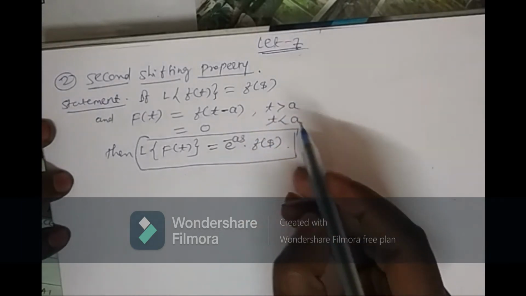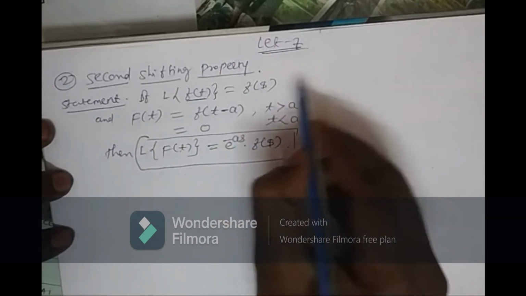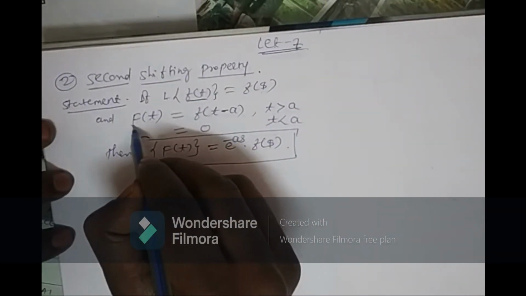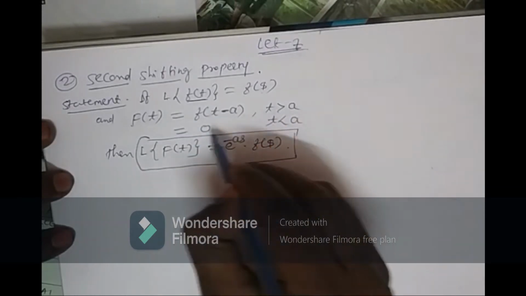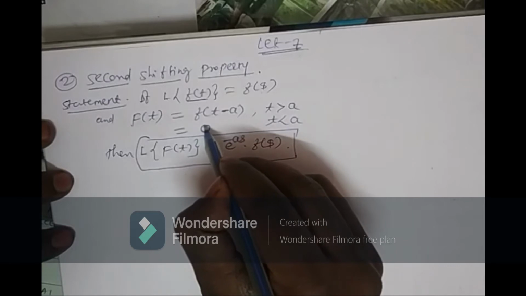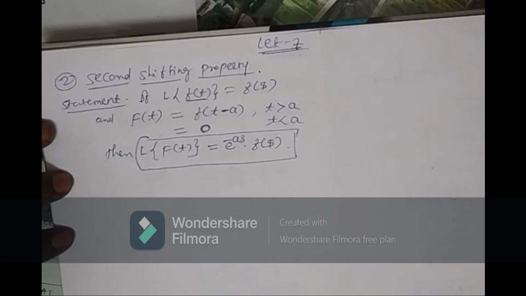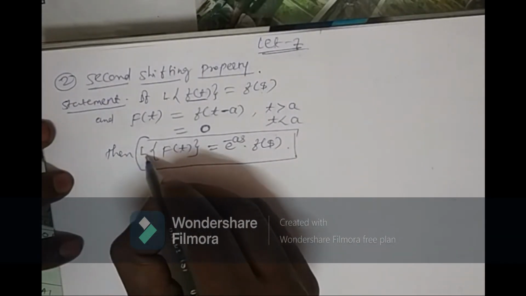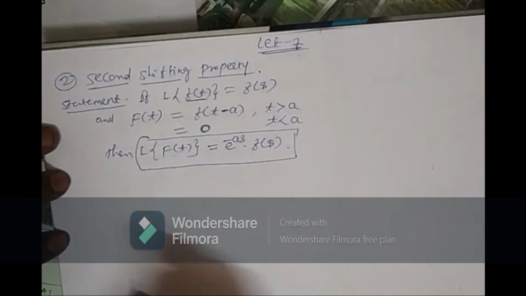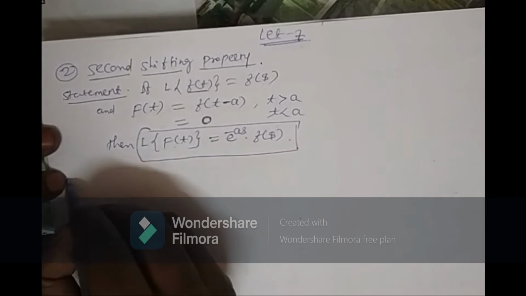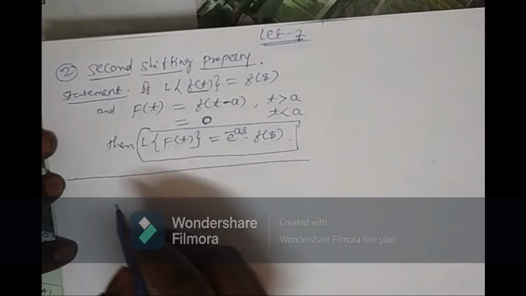Okay, what is this property? Let us see once again. If Laplace transform of small f of t is equal to F of s, and given capital F of t is equal to small f of t minus a, that is in the form of t minus a, for t greater than a, and is equal to 0, this second term must be 0, for t less than a, then we can say that Laplace transform of capital F of t is equal to e raised to minus as into F of s. Now let us try to solve examples depending on this property.